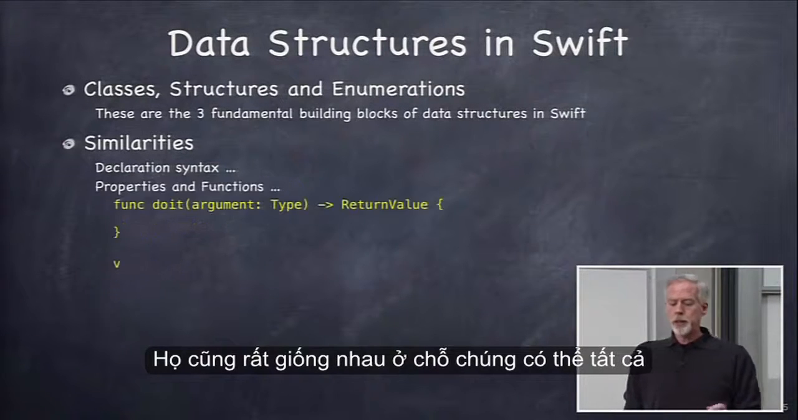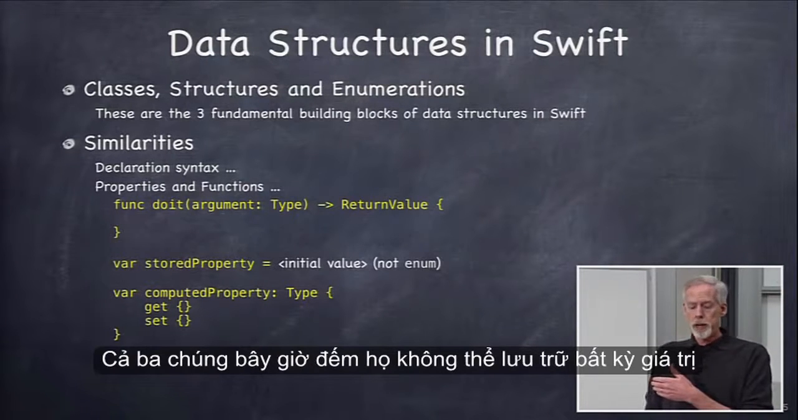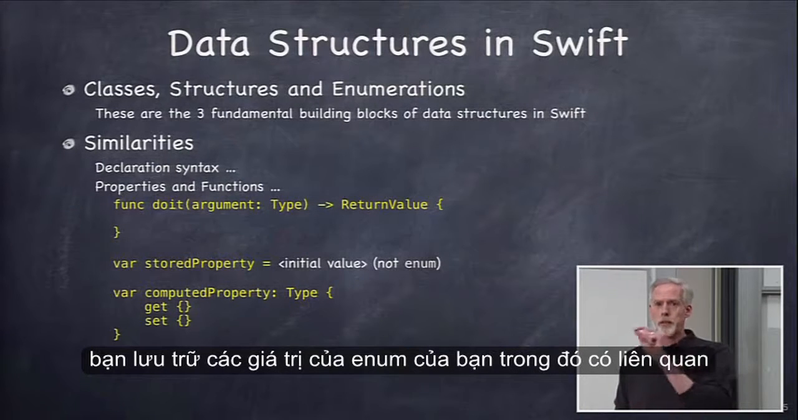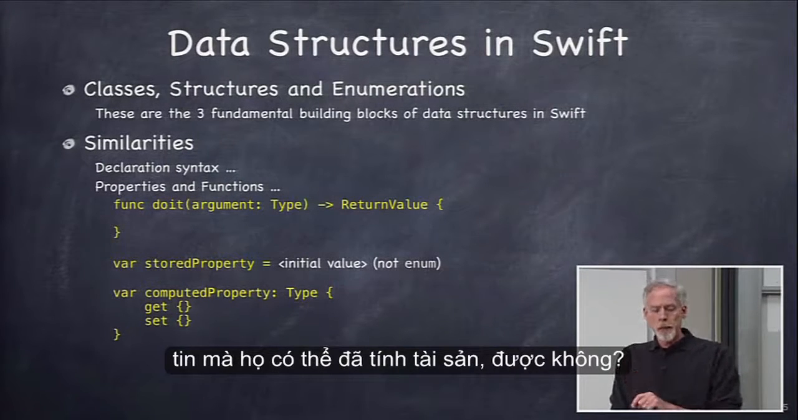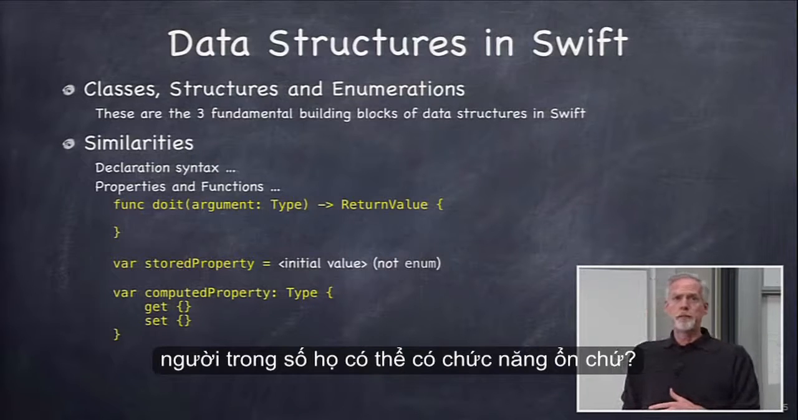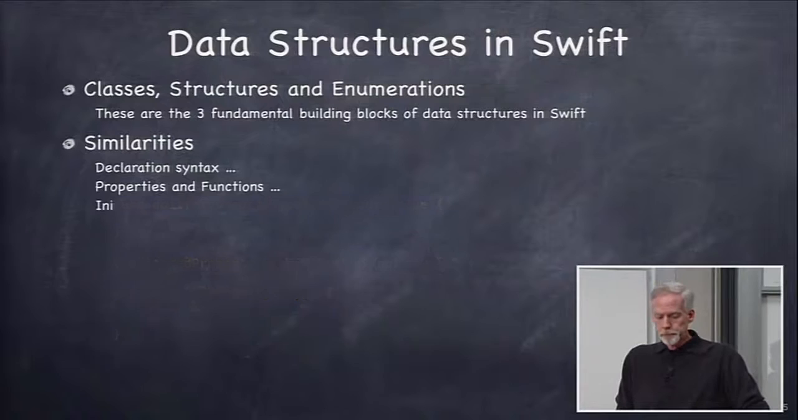They're also very similar in that they can all have properties and functions. Okay, all three of them. Now enums, their properties can't store any values. You store the values in an enum in that associated information, but they can have computed properties. Okay, and all three of them can have functions. Right? Okay, so it's important to understand. So they're very, very similar in that way.